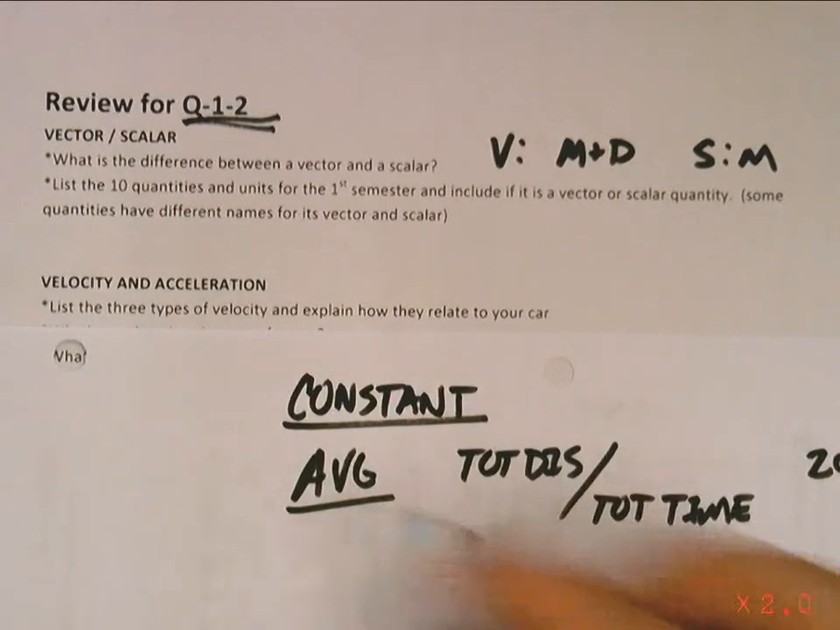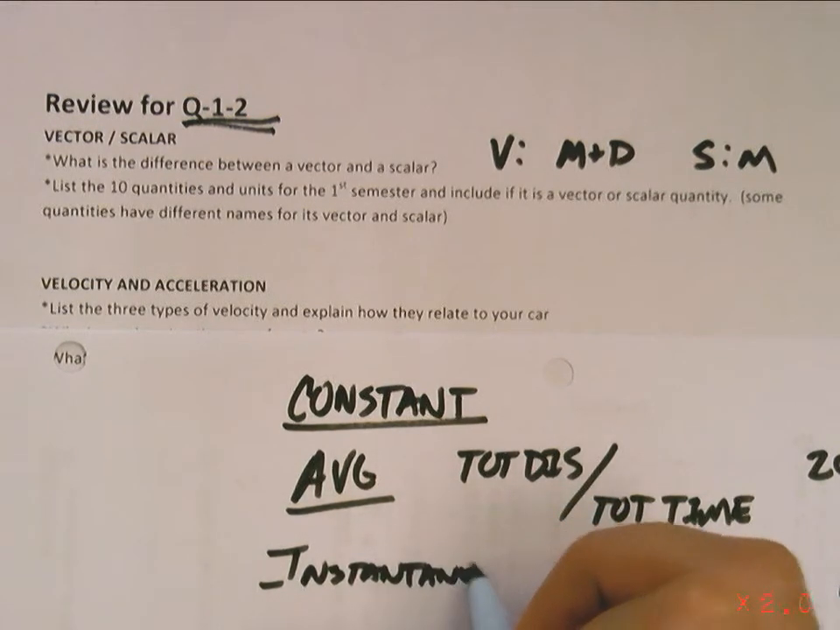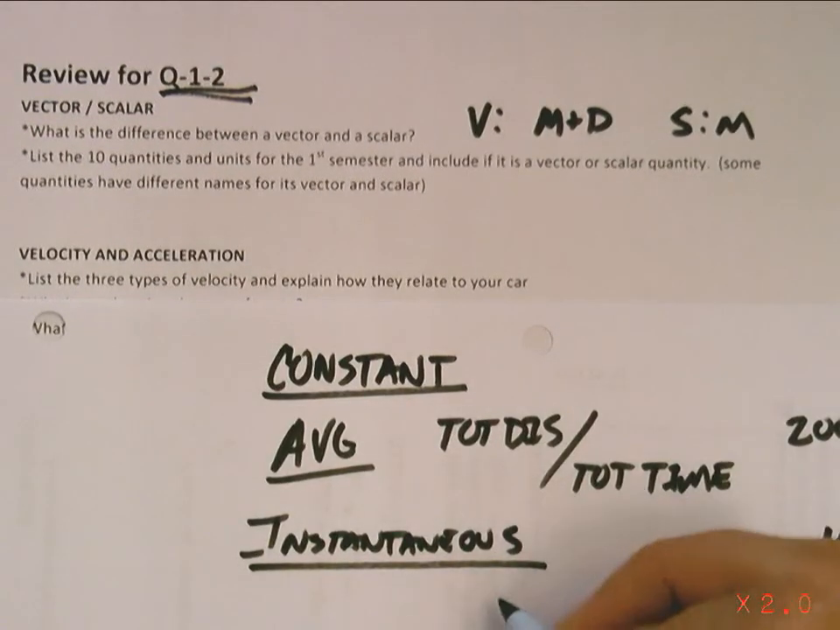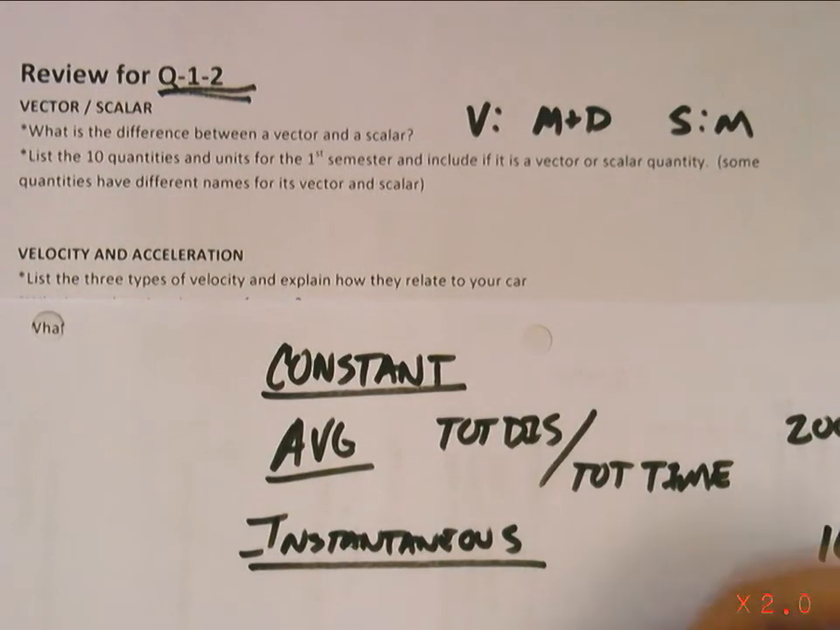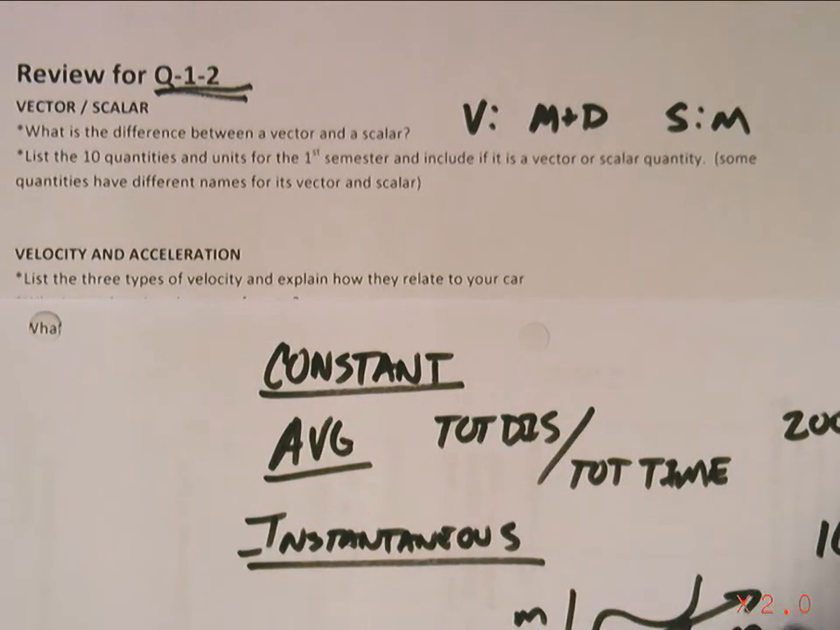And the last one is instantaneous. Instantaneous is looking at your speedometer for a fraction of a second. Also, instantaneous velocity relates to a position time graph. So if we have a position time graph and you find the slope at one point on that position time graph, that is your instantaneous speed.